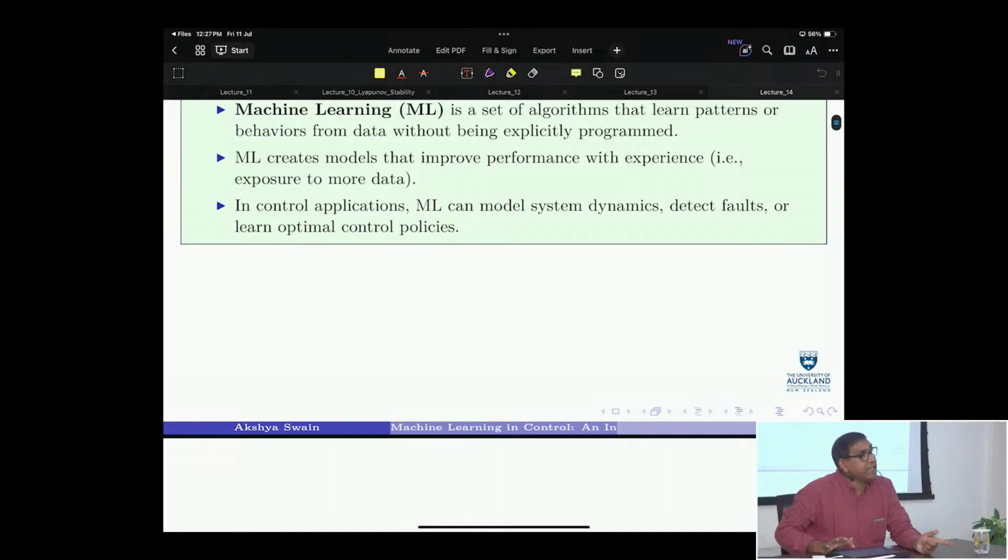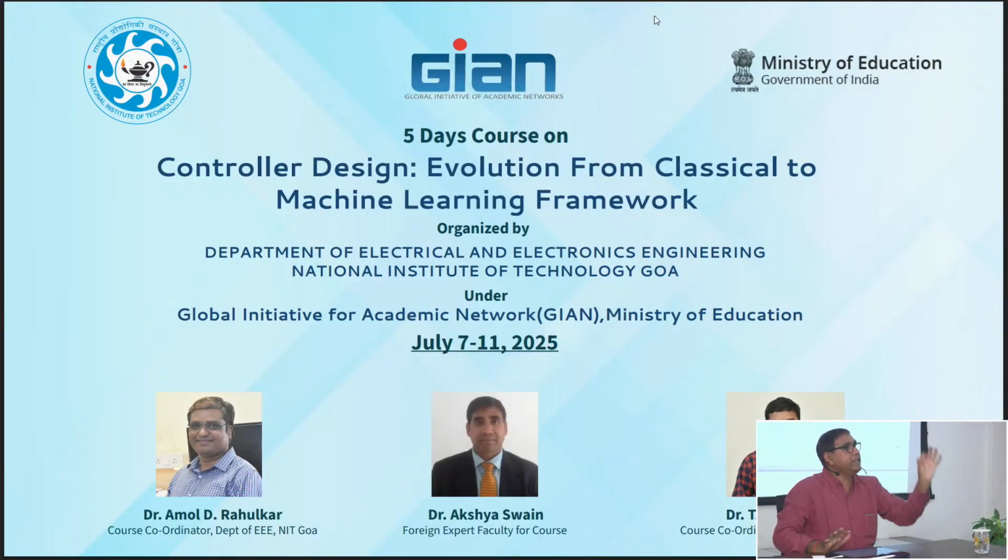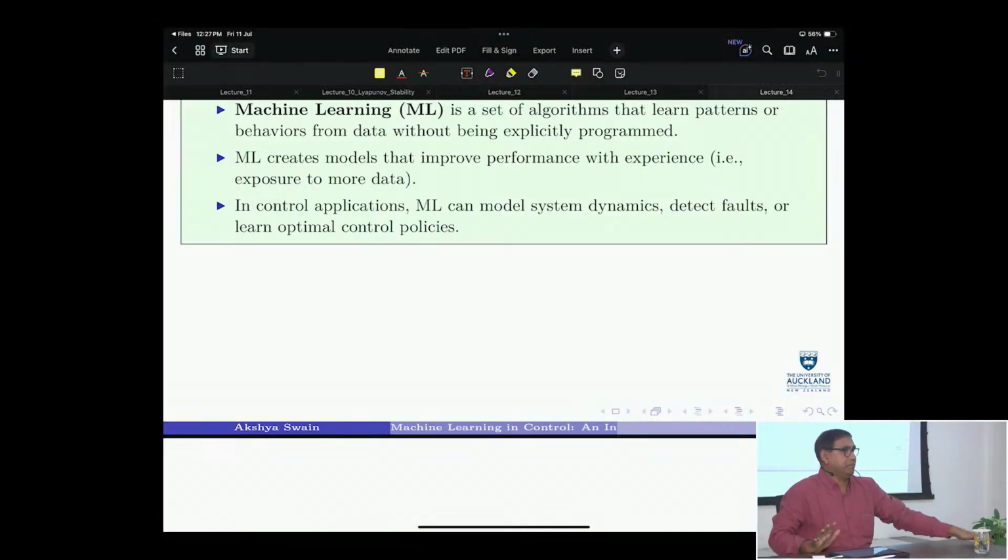So, machine learning has its own problem, but it's a good predictor, no doubt about that. It's a good predictor. It has its own applications. But in control applications, ML can model system dynamics, detect faults, or learn optimal control policies. It can learn it, no doubt that. But it can model system dynamics without giving any interpretable capability. It can learn. Neural network can learn it, right? It can fit it.